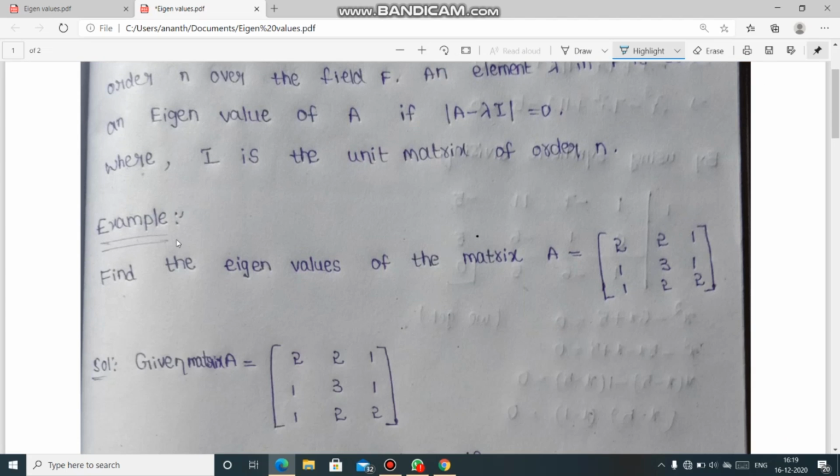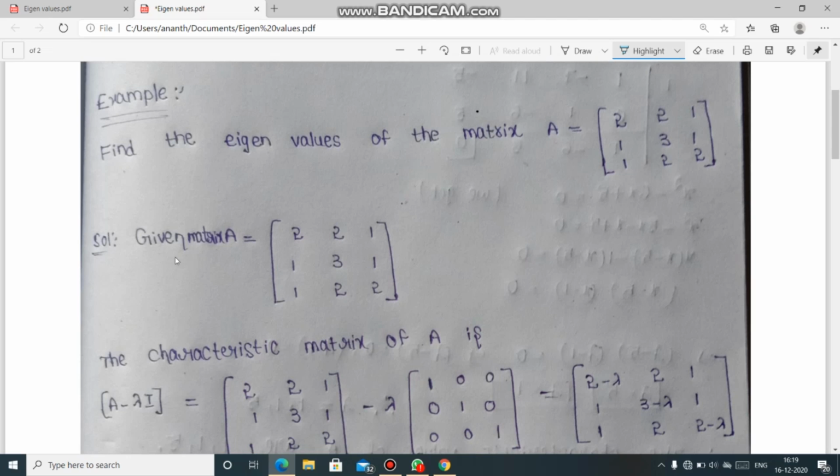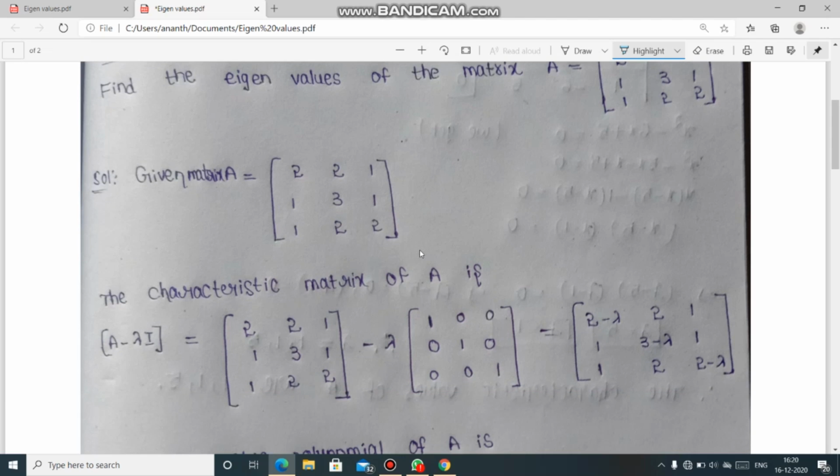Example 1: find the eigenvalues of the matrix A = [2 2 1; 1 3 1; 1 2 2]. Solution: the given matrix A = [2 2 1; 1 3 1; 1 2 2]. This matrix is a 3 by 3 matrix, so we have to take the unit matrix of order 3 by 3.